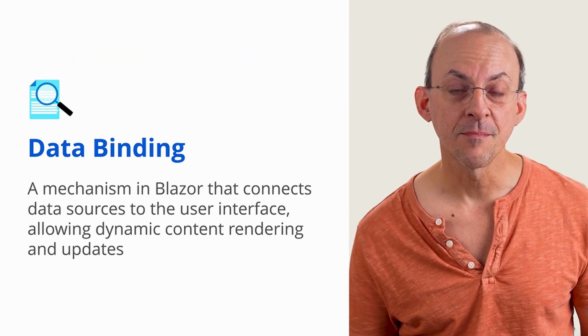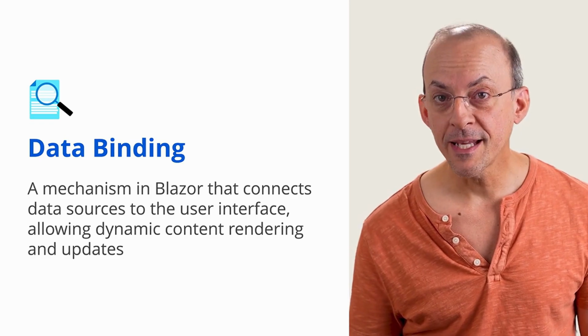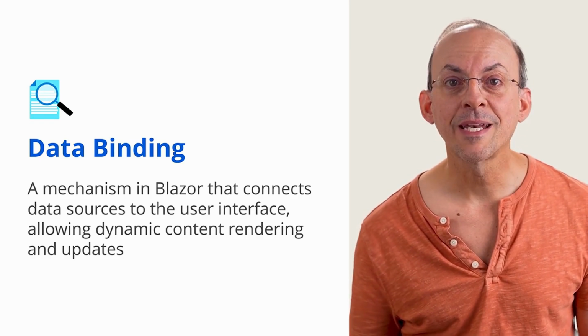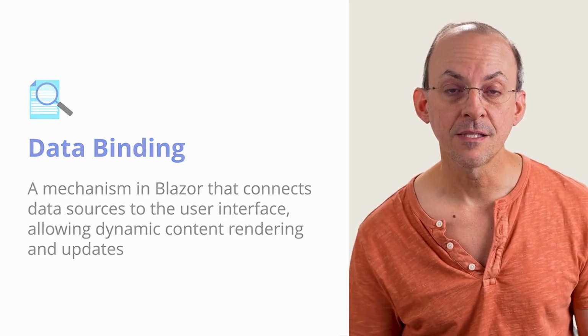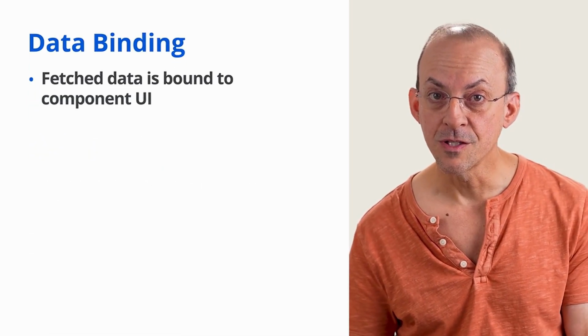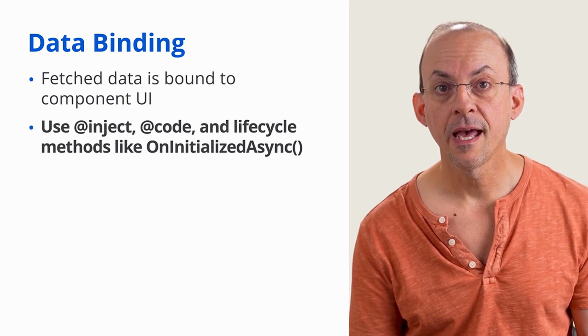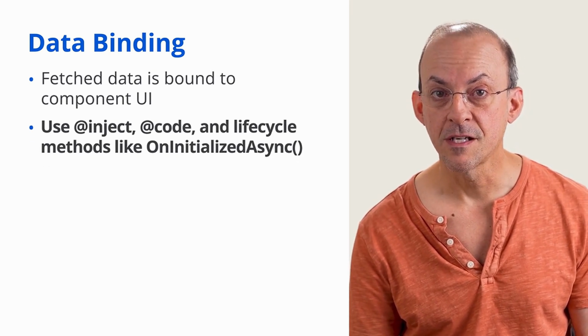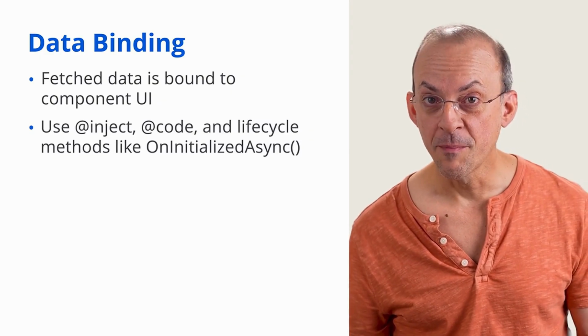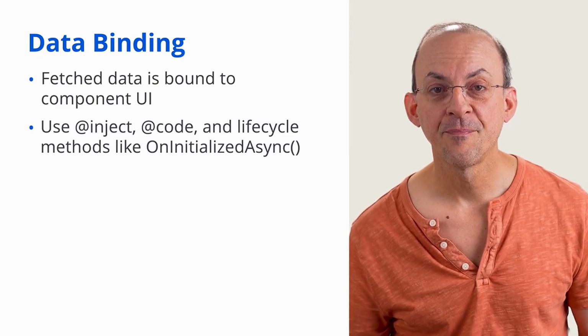That's where data binding comes in. Data binding is a mechanism in Blazor that connects data sources to the user interface, allowing dynamic content rendering and updates. You'll fetch data in your components and bind it directly to the layout using services like @inject, @code, and lifecycle methods such as OnInitializedAsync. With data binding in place, your UI updates automatically as new data comes in.